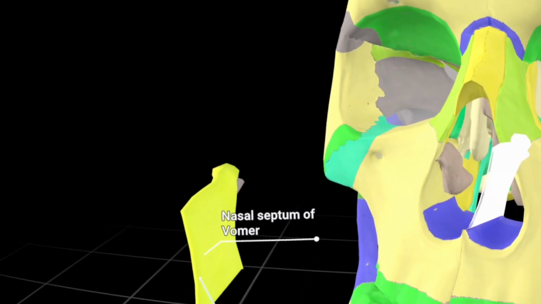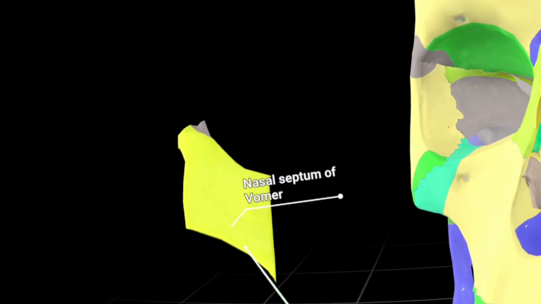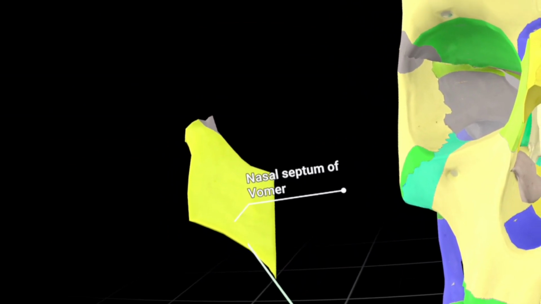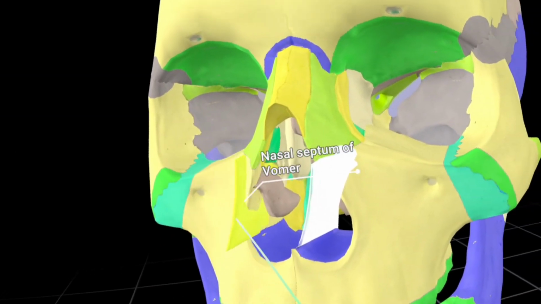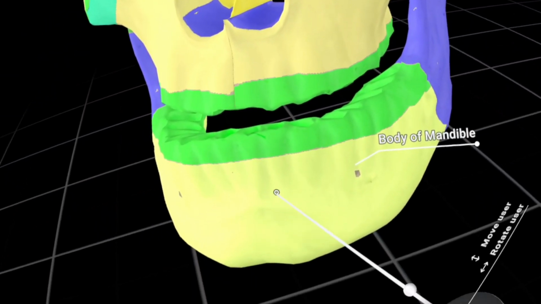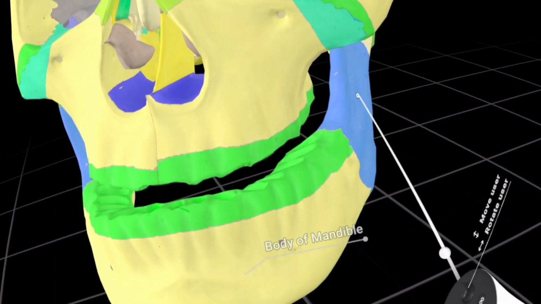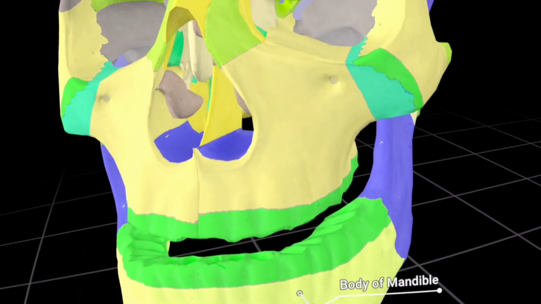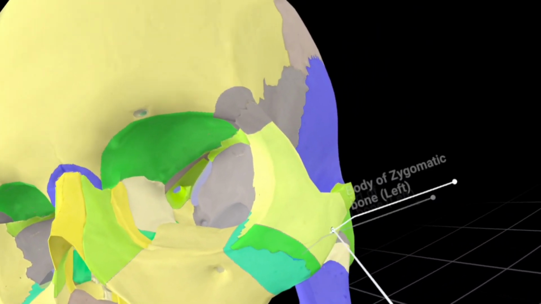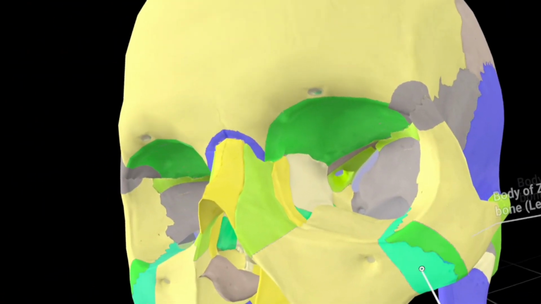The vomer. It looks like a plow, like a field plow. Next we have the mandible, the lower jaw. Next we have the zygomatic arch. Not really easy to see from this angle, but it's the zygomatic arch.